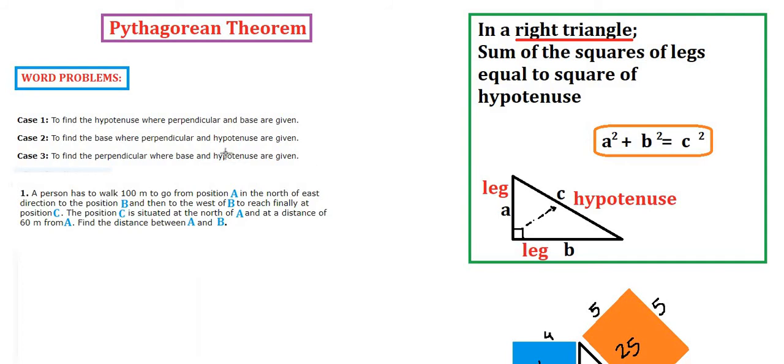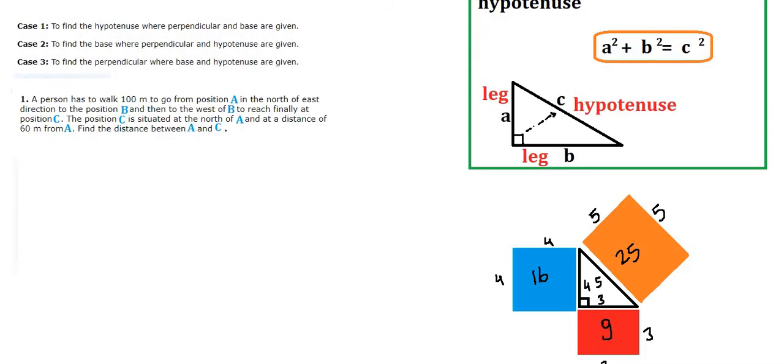Before we start word problems, let's remember the 3 cases we are going to solve. In case 1, we're going to find the hypotenuse where perpendicular and base are given. In case 2, we're going to find the base where perpendicular and hypotenuse are given. And in the third case, we're going to find the perpendicular where base and hypotenuse are given. Let's check out question number 1.